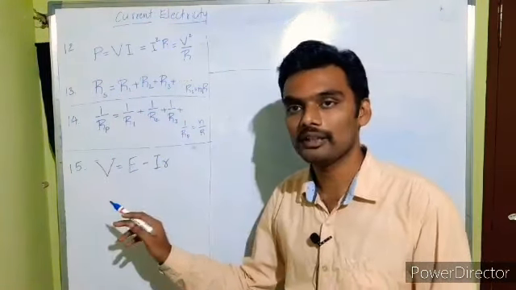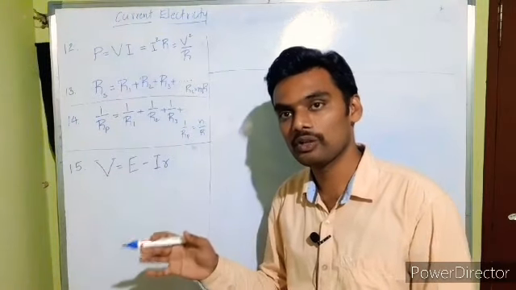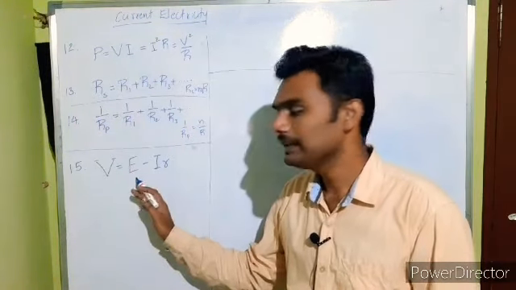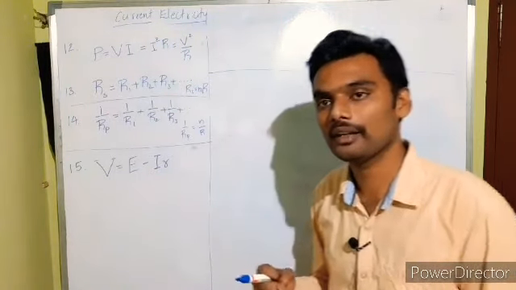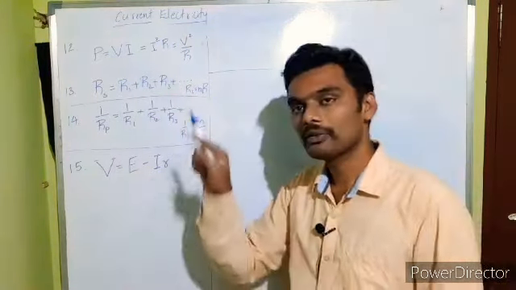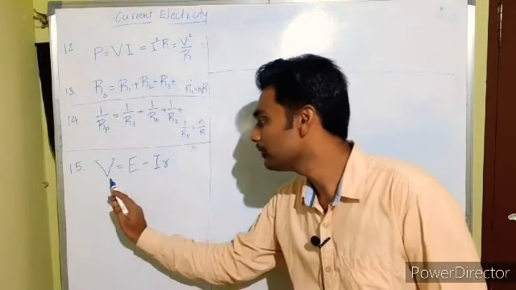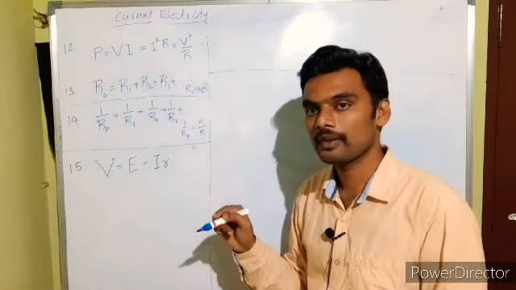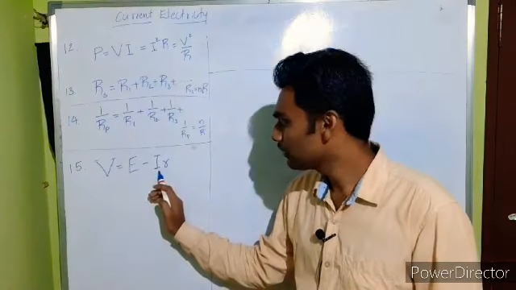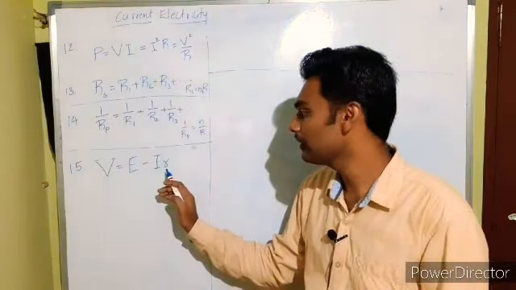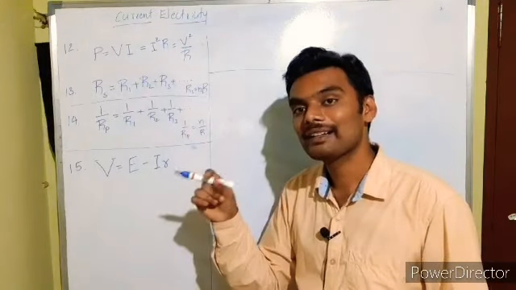V is TPD, terminal potential difference, the actual voltage by the battery. E is the EMF of the cell, which is the maximum ability of the battery, I can say. I is the current through the circuit, because you can expect TPD only when the circuit is closed. When the circuit is closed, there will be flow of current. And I is the current flowing through the cell. r is the internal resistance of the cell.